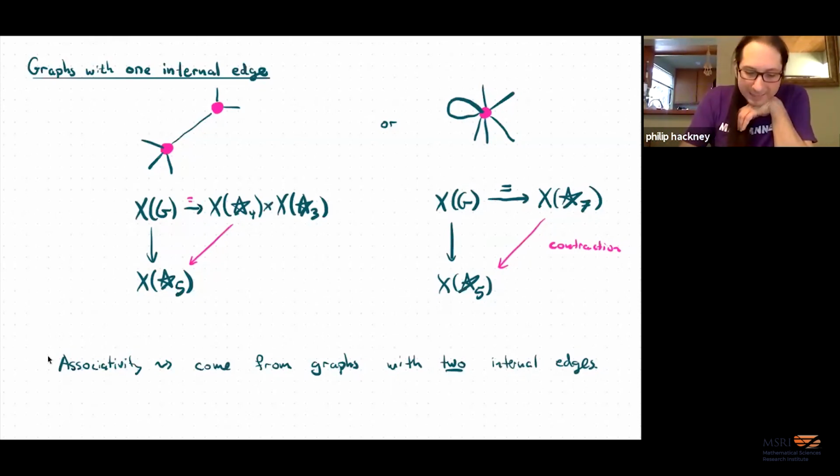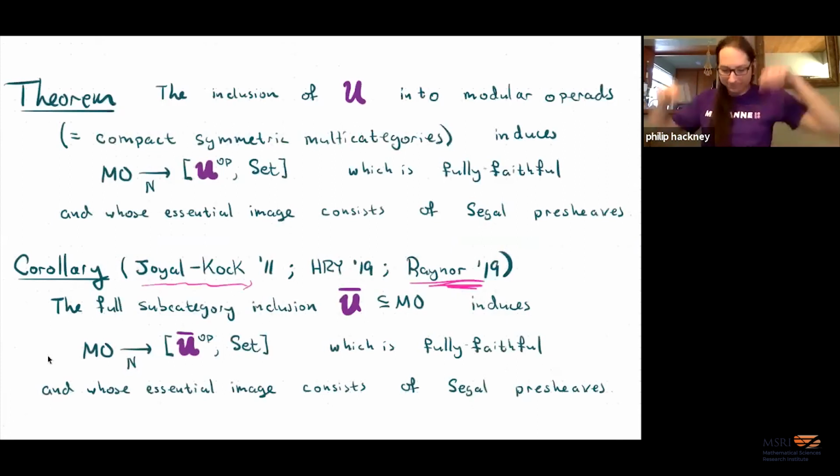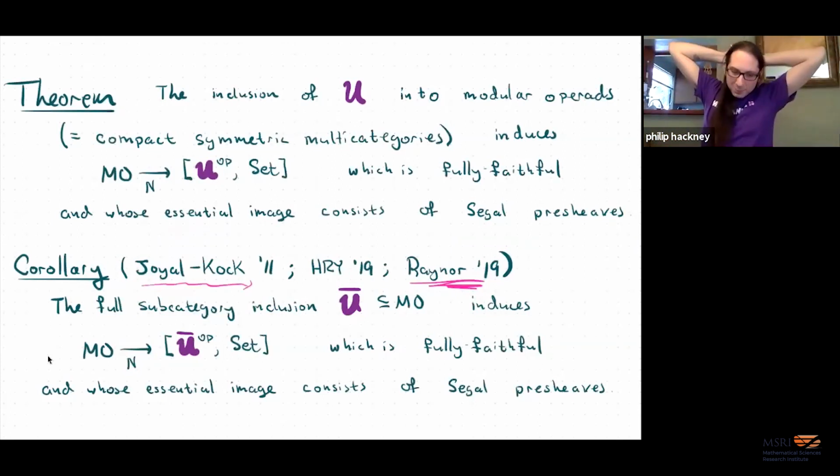So if we jump back to the theorem from the beginning, this is more or less a chunk of the thinking that goes into this. And we could have dealt with something a little more skeletal. In the strict case, we don't have to deal with graphs that have too many internal edges in order to get a result like this.